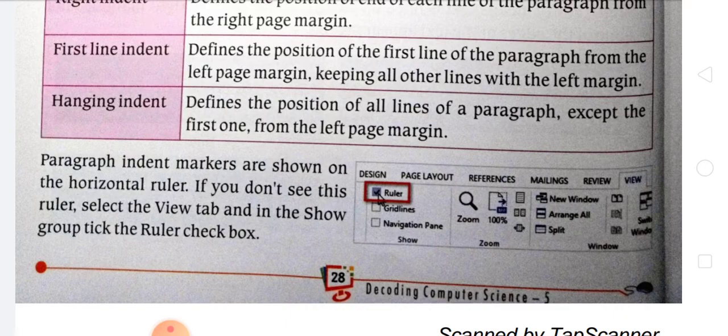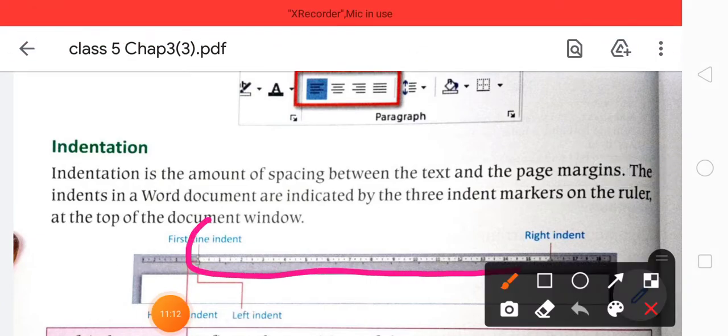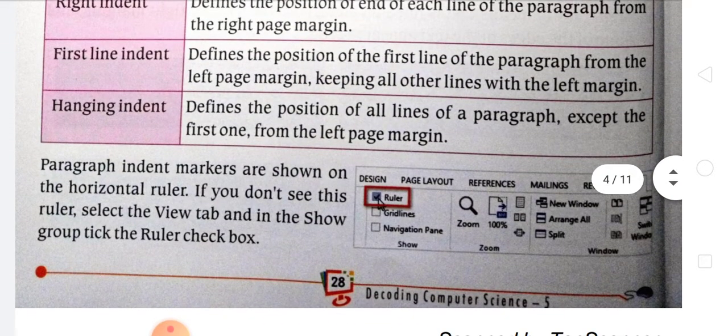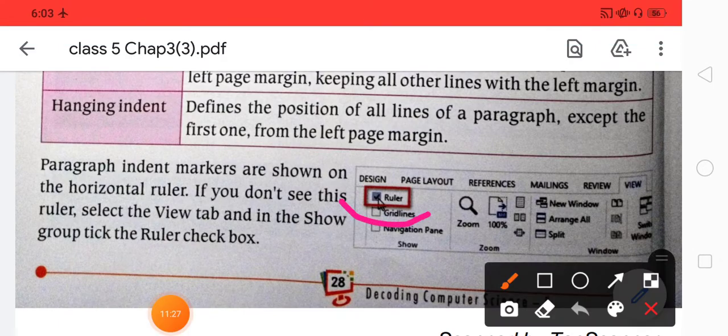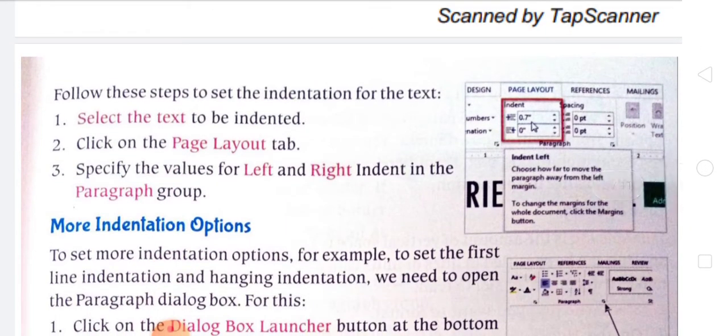Paragraph indent marks are shown on the horizontal ruler. This one is the ruler. If you don't see this ruler, select the View tab. Then you will see a group with a ruler tick box, and you just have to tick here. After that the ruler comes up and you can see it.